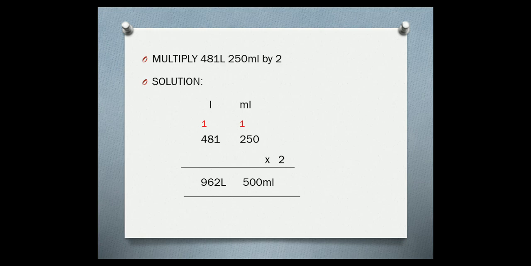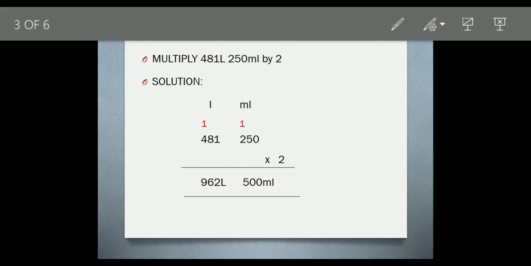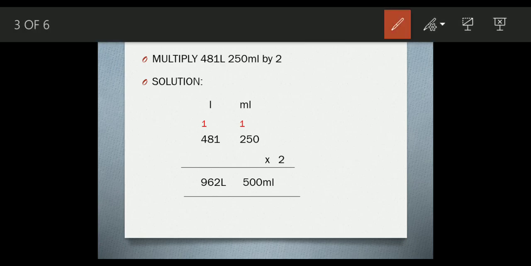Suppose you want to multiply 481 liters 250 ml by 2. You can see here, first I have written the units at the top: liter, and then ml. Below that I have written the numbers. I hope you are able to see now. I have written 481 and 250, right? 481 comes under liter, so I have written it below the liter, and 250 comes under ml, so I have written it below the ml.